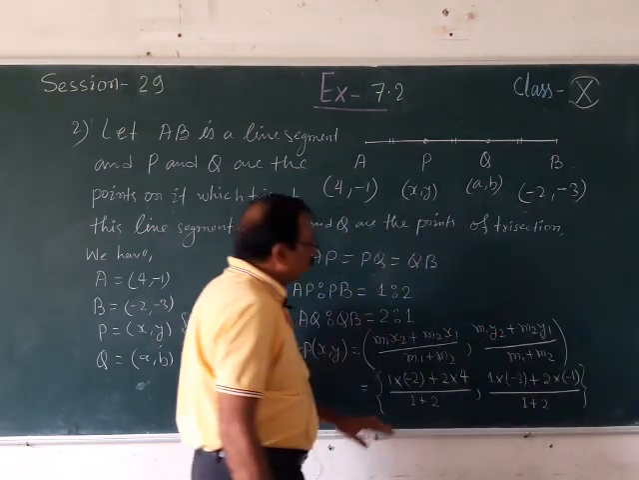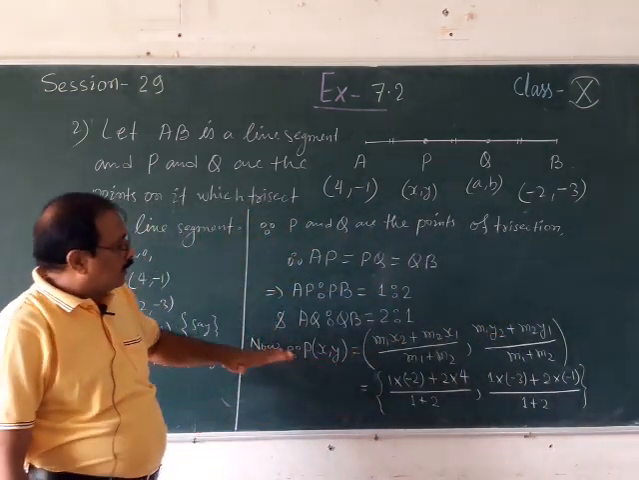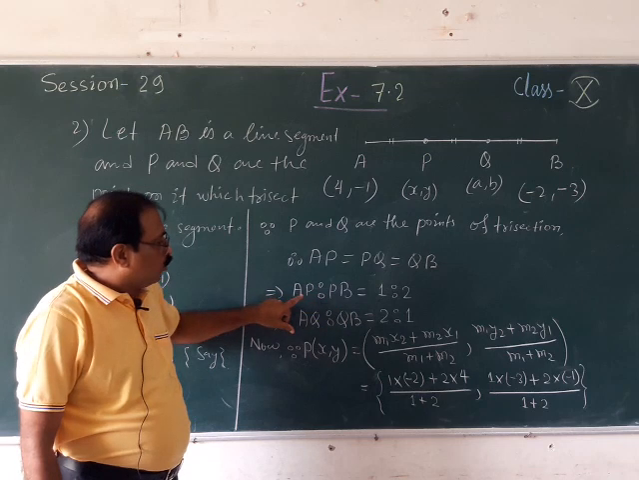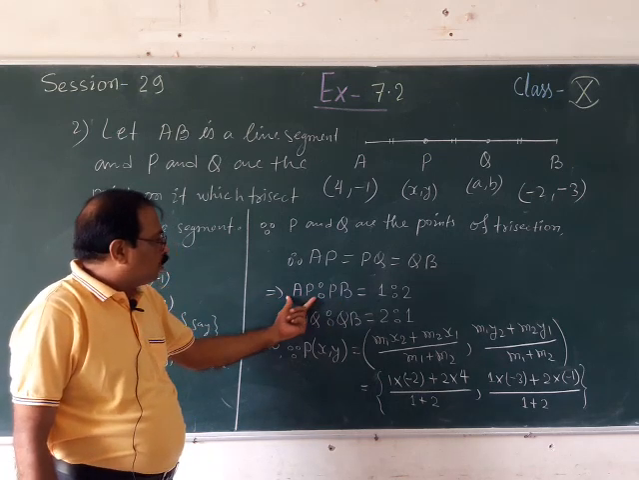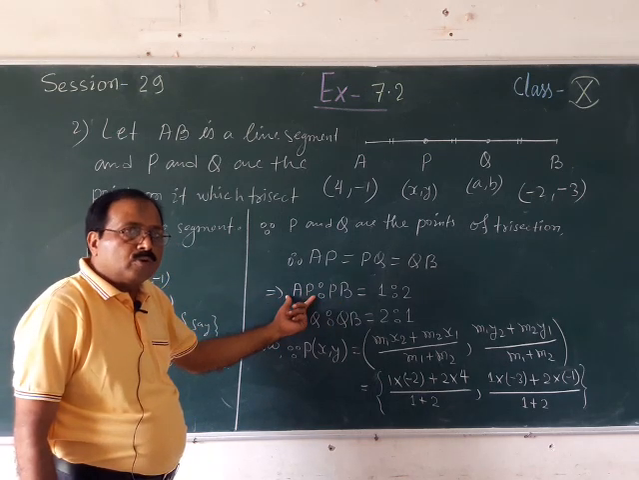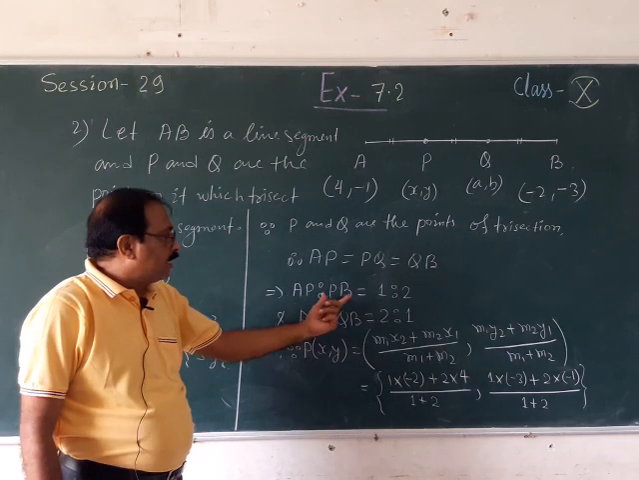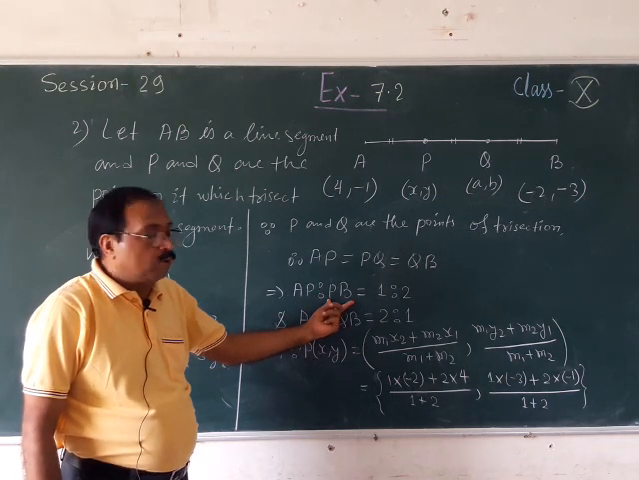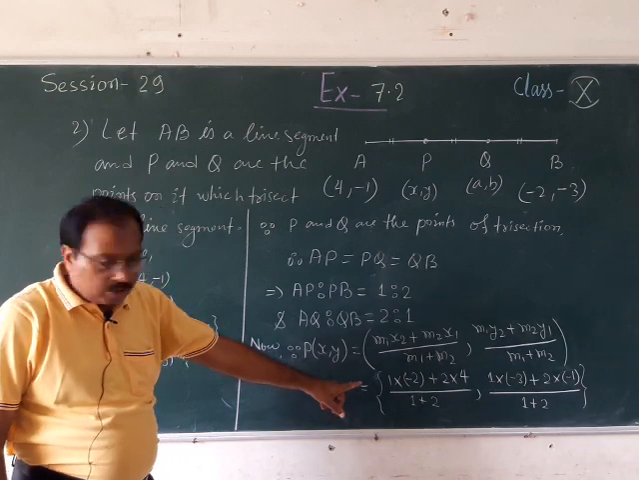Here one thing should be taken care of, that the value of m1 and m2, the length of AP is telling you the value of m1 and the length of PB is telling you the value of m2. So now you need to solve it.